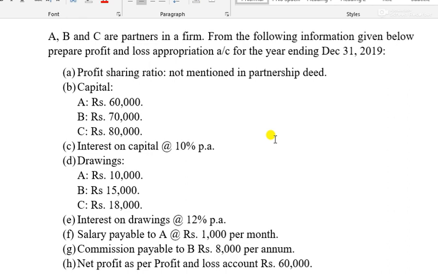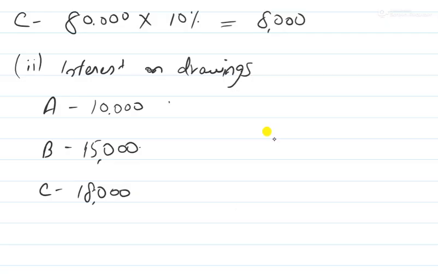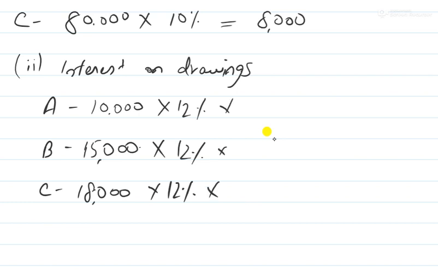Now the drawings by A, B and C were 10,000, 15,000 and 18,000 respectively. They have not specified on which dates these drawings were made, so we'll follow our rule. The rate of interest is 12%. So 10,000 into 12%, 15,000 into 12% and 18,000 into 12%. Now we will have to divide it by 2, or simply write 6 by 12 for every drawing.